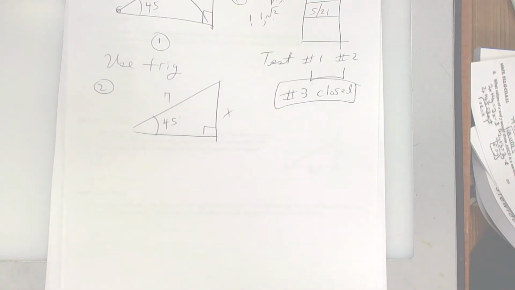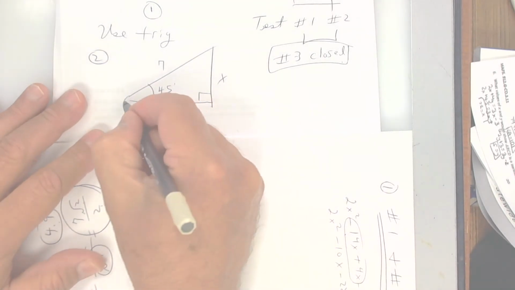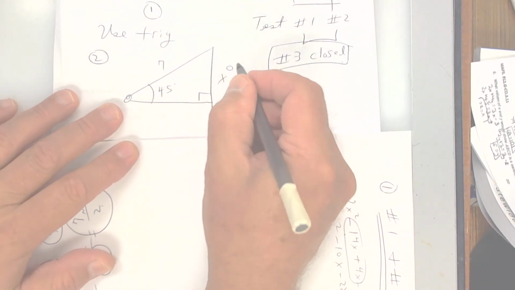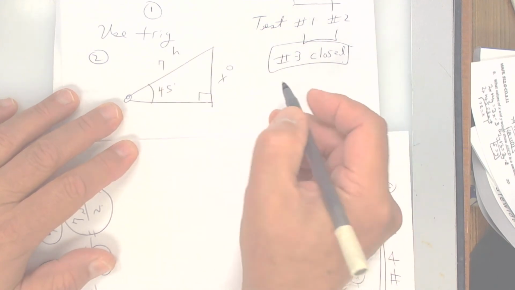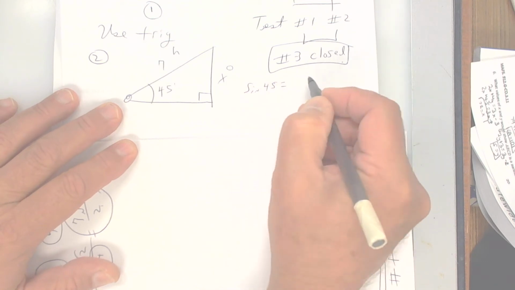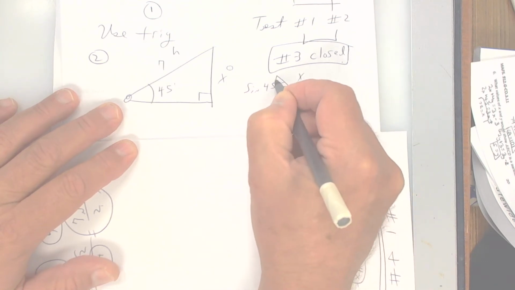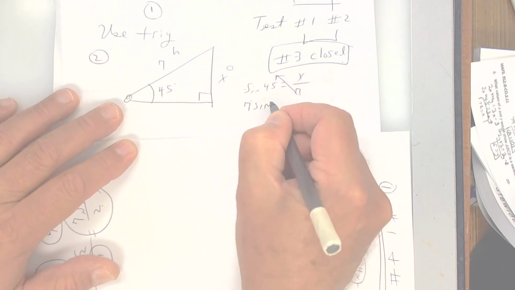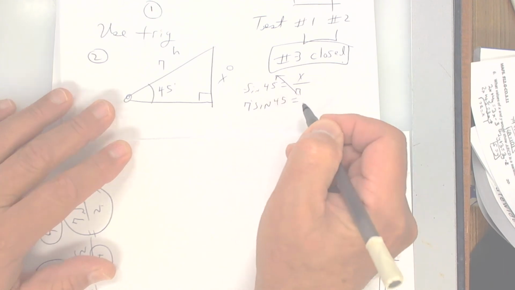This one right here is trig. Put a dot right here. It's the same exact problem. So this one is going to be opposite, and this is hypotenuse, so that's going to be the sine. So the sine of 45 degrees is equal to opposite over hypotenuse. So you're going to multiply by 7. Make sure you put the 7 in the front. So it's going to be 7 times the sine of 45.